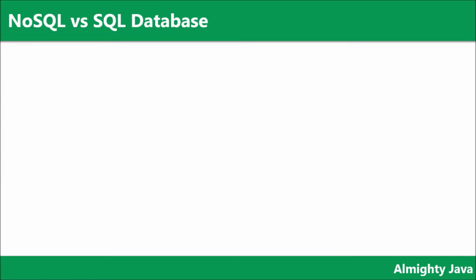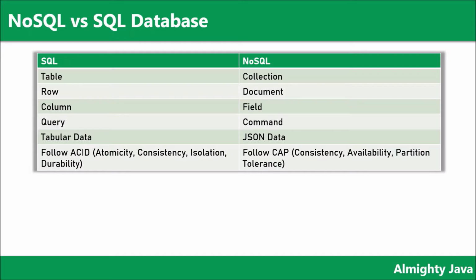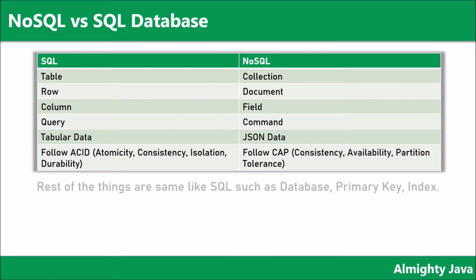Here is a simple comparison between SQL and NoSQL. In SQL we call it a table, but in NoSQL, we call it a collection. In SQL we call it a row, but in NoSQL we call it a document. In SQL we call it a column, but in NoSQL we call it a field. In SQL we call it a query, but in NoSQL we call it a command. The rest of the things are the same, like database, primary key, and index.